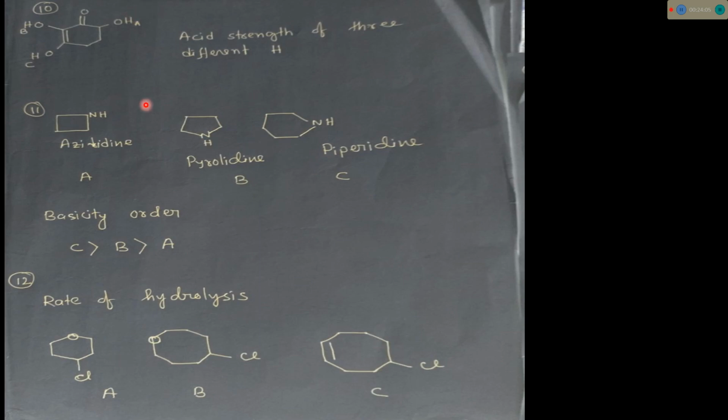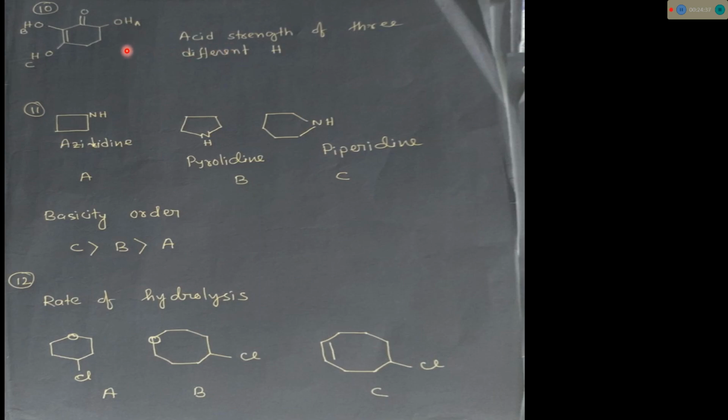So this is the question. There are 3 OH groups. You have to compare the acid strength of 3 different hydrogens, marked as HA, HB and HC. These are alcoholic OH hydrogens. So you have to find the acid strength of these hydrogens.